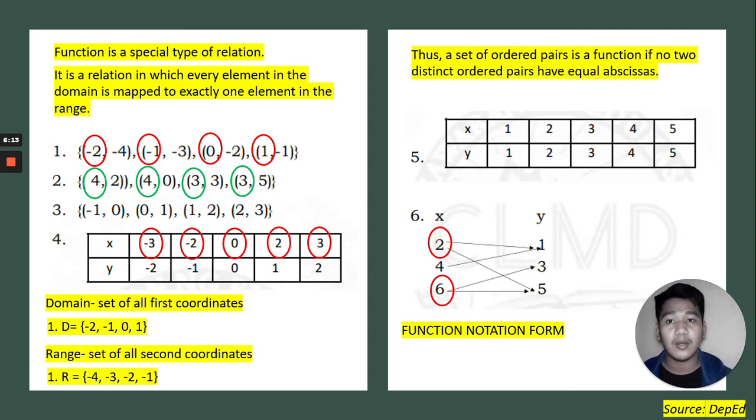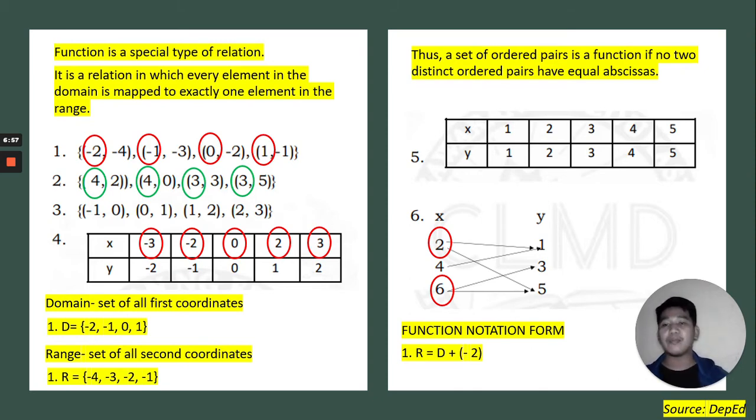In the next ordered pair, -1 plus -2 will give us -3. 0 plus -2 will give us -2. Or 1 plus -2 is -1. I hope you see the range is equal to the domain plus -2. As simple as that. That's how we get the function notation form.